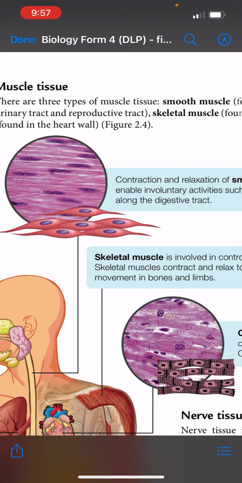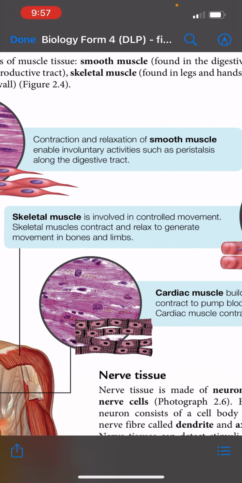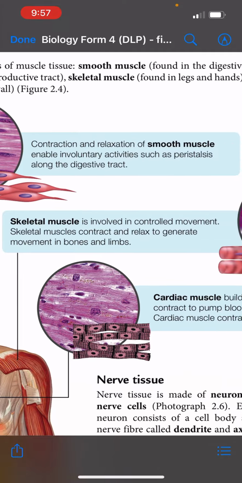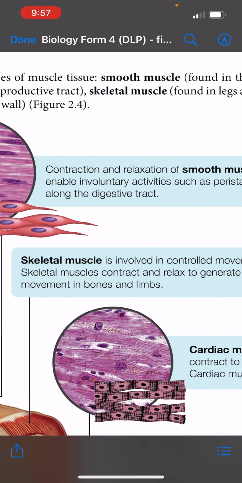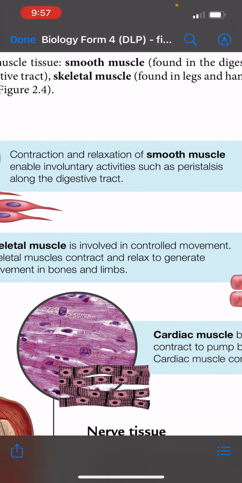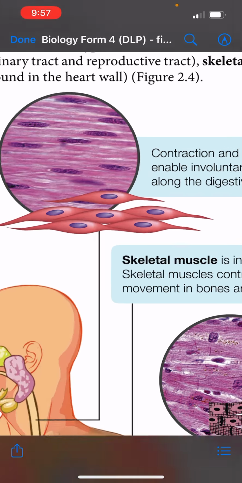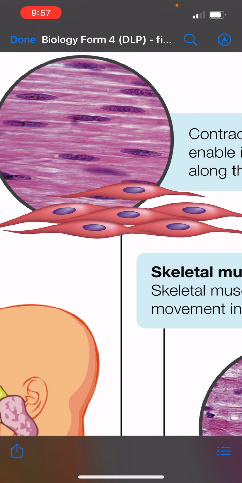Muscle tissue has 3 types, which are smooth muscle. When we say smooth muscle, remember it is for involuntary activities. They contract and relax for involuntary activities such as in the esophagus, doing peristalsis. As the name says, smooth. You can see this is very smooth looking.